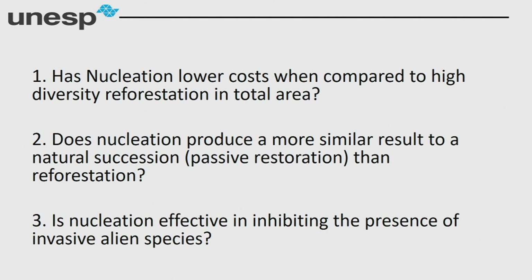This study had mainly 3 questions. The first question was, has nucleation lower costs when compared to high diversity reforestation in total area? The second question was, does nucleation produce a more similar result to a natural succession or passive restoration than reforestation? And the third question was, is nucleation effective in inhibiting the presence of invasive alien species?